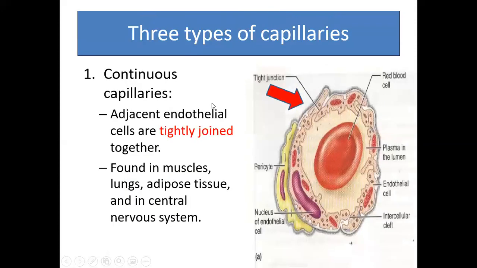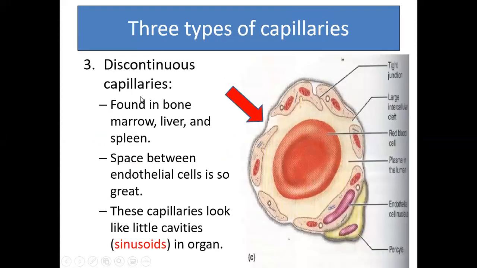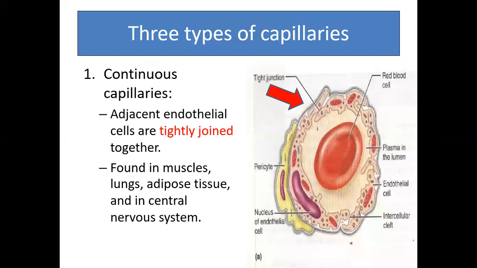Okay, there are three types of capillary that you have to know. The first one is the continuous capillary. The second one is the fenestrated capillary, and the third one is the discontinuous capillary. Now we're going to discuss each type of capillary one by one.